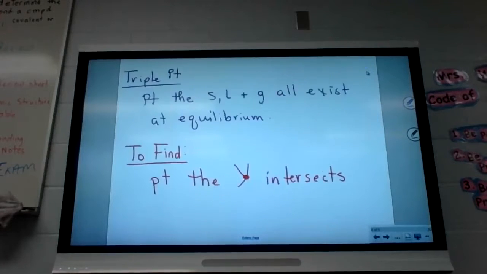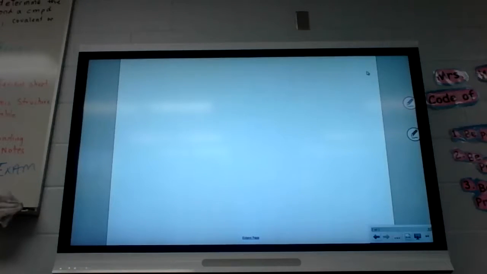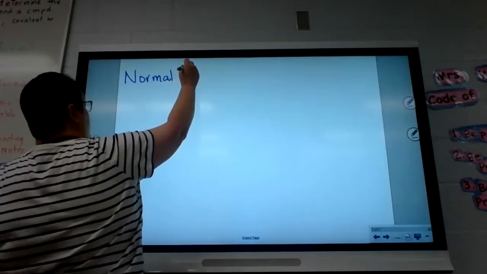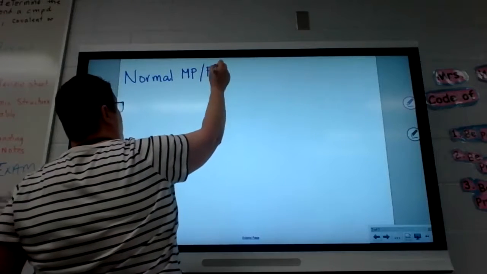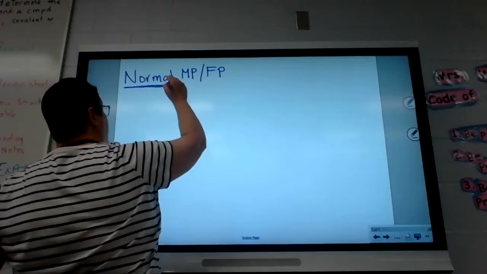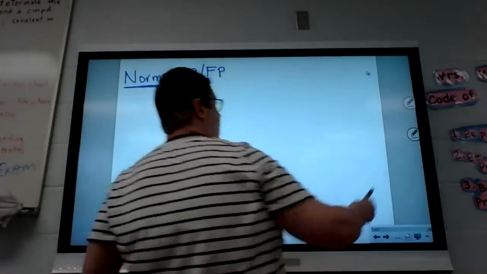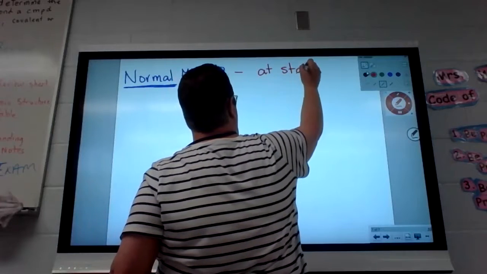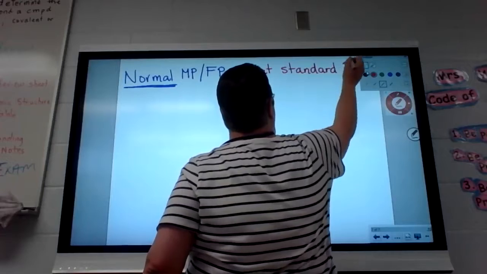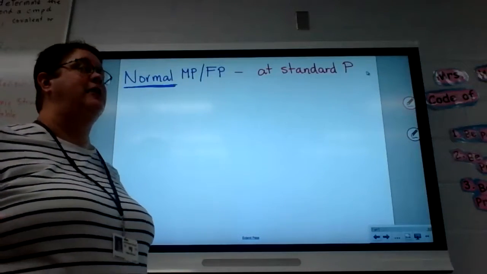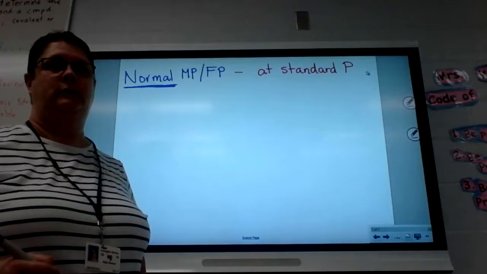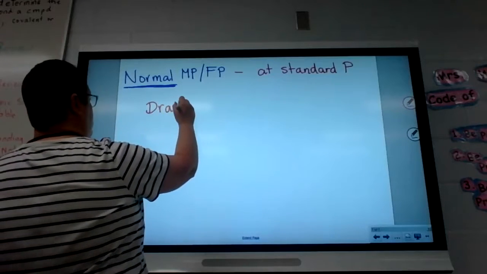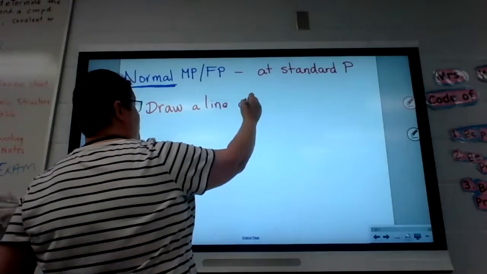Okay? All right, so the last 2 points are what we learned to do yesterday when we did boiling point. Okay? So we're going to use the words normal, melting point, and freezing point. So what does the word normal mean to us after we reviewed the homework? Okay. Now, so this means at standard pressure. Now, because I said freezing point and melting point, you know it has to be at what line? Solid liquid. So we're going to draw a line at standard pressure.